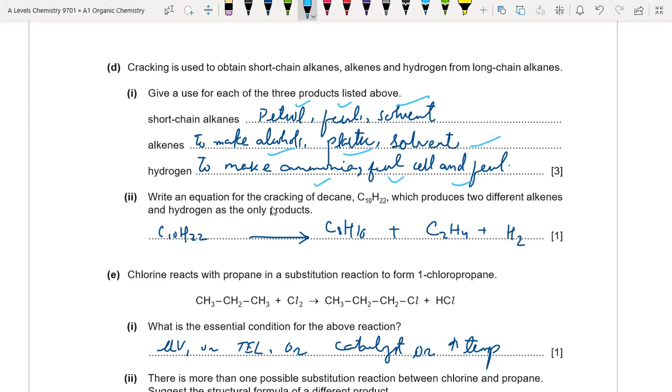Write an equation for the cracking of decane. Decane is being broken down, in which two different alkenes and hydrogen are the products. These two different alkenes might be in any correct proportion. For example, if it is propene, then it would be heptene. If it is butene, then it will be hexene, and with one hydrogen molecule. Any correct equation would be considered correct.